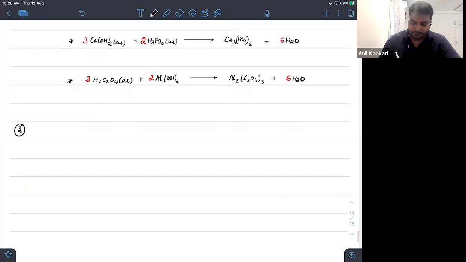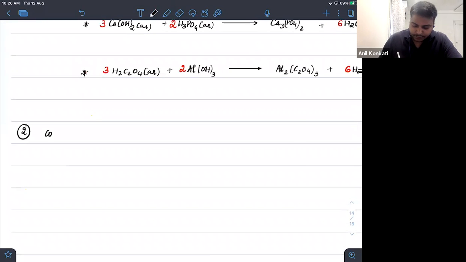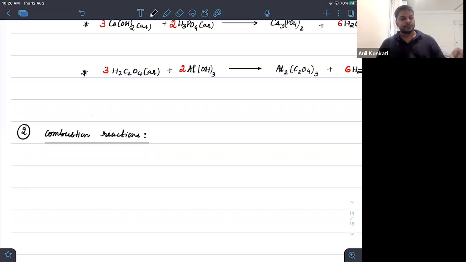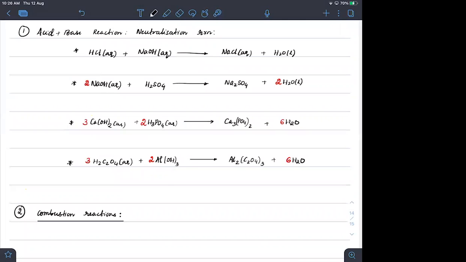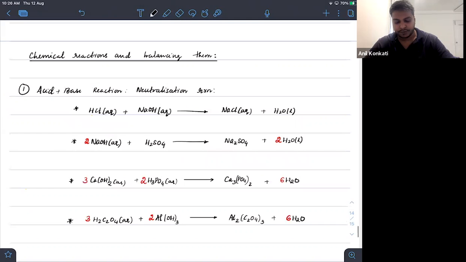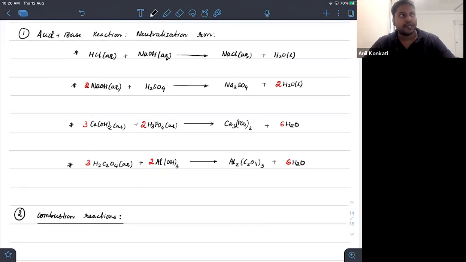See the second one. Combustion reactions. Have you all written it? Now, combustion reaction is a case where we take a compound and react that with oxygen. And you might get a product which is an oxide form.